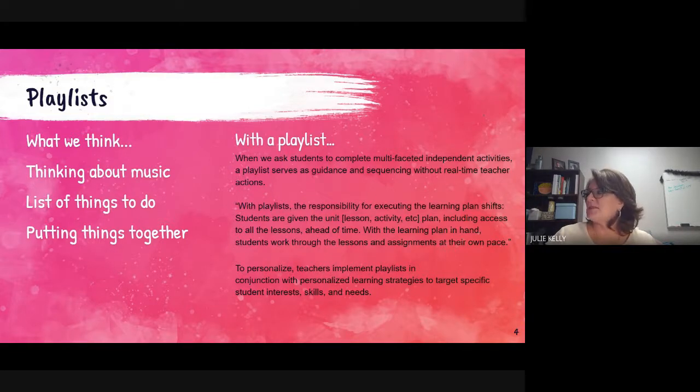With playlists, the responsibility for executing the learning plan shifts. As the teacher has already set up the plan, students are given the unit, the lesson, the activity, the plan, including access to all the lessons ahead of time. With the learning plan in hand, students work through the lessons and assignments at their own pace. Teachers implement playlists in conjunction with personalized learning strategies to target specific student interests, skills, and needs. And that's a little bit of what we're getting into, that crafting, that third paragraph there.